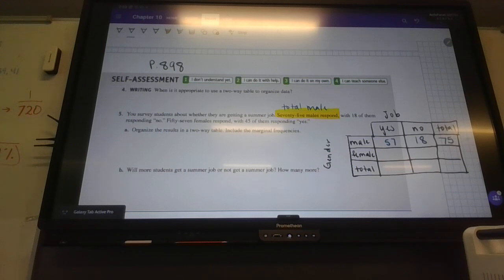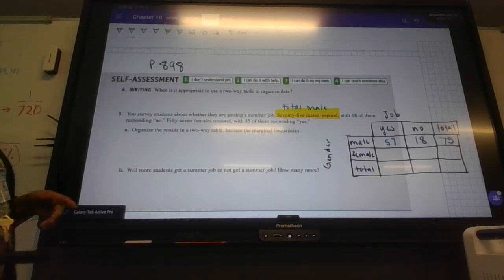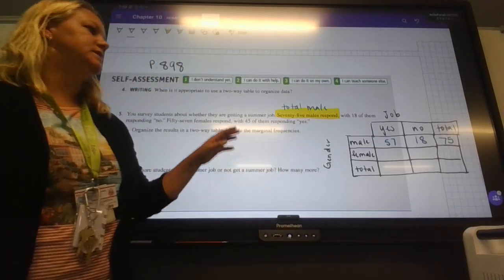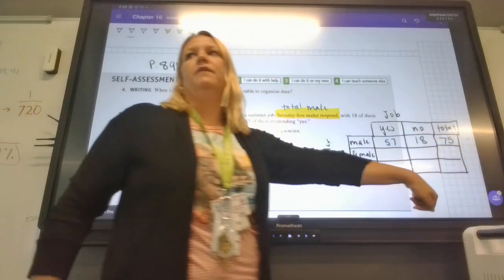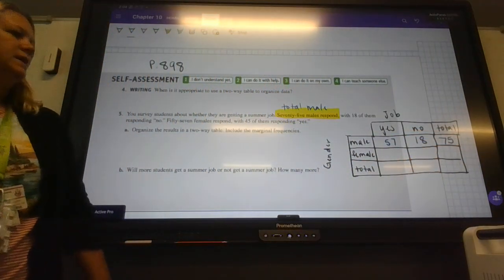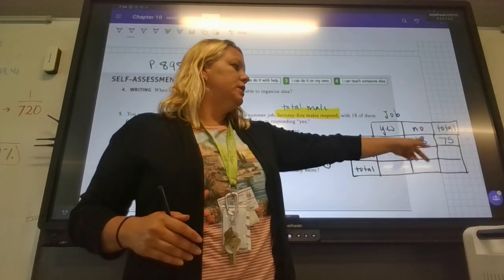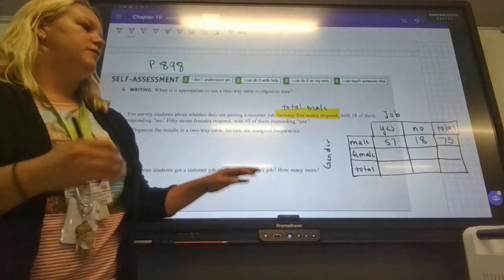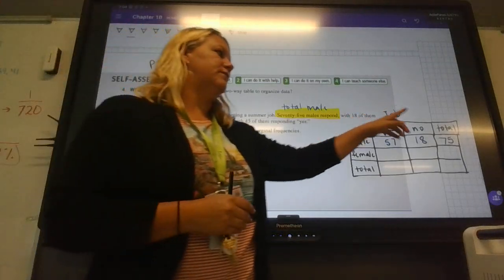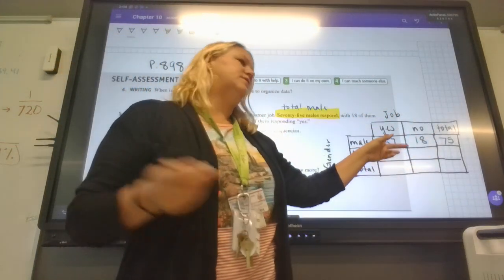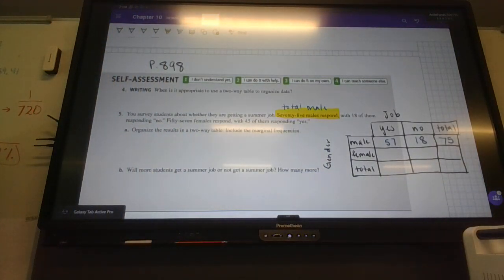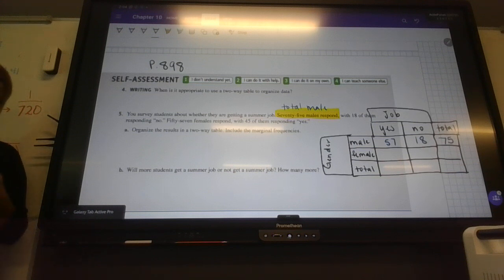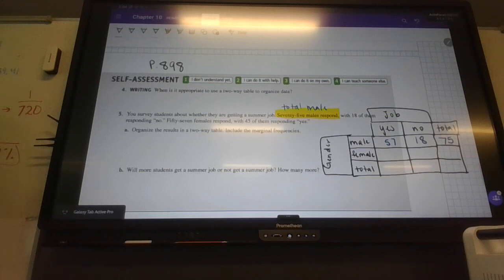I'm gonna pause here. All right. From the first statement, 75 males respond. That is a total. So I find male, I go to the total column, and I put that 75 in. 18 of them said no. So I go to male, no, put the 18 in. From there, it's subtraction. 75 total, 18 said no. What's the difference? 57. All right, 57 females. So we'll put 57 in the total.